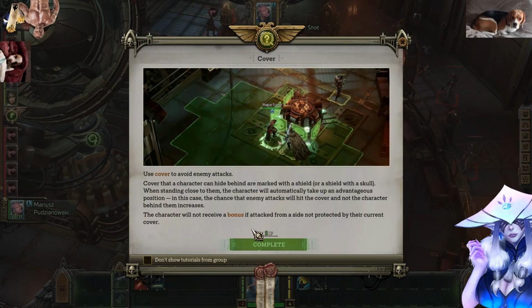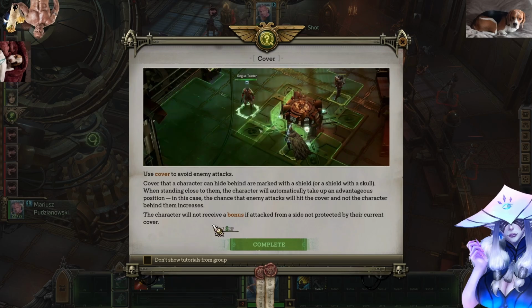Use cover to avoid enemy attacks. Cover that a character can hide behind are marked with a shield. A character will receive a bonus to attack from the side.